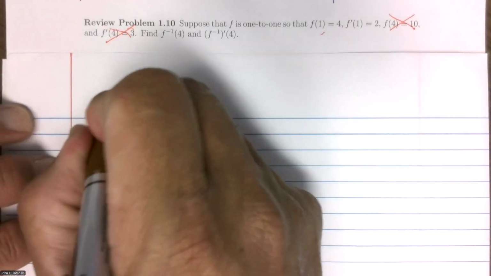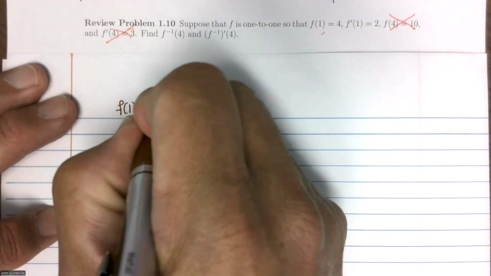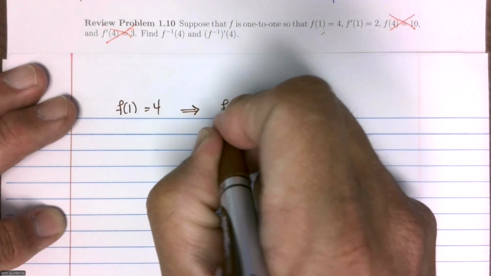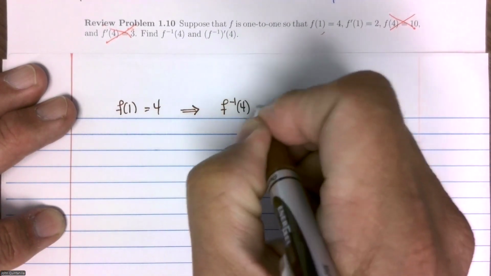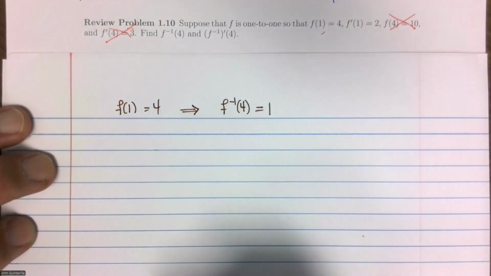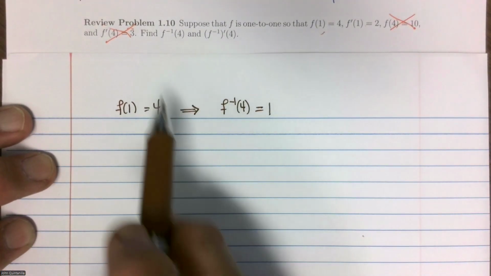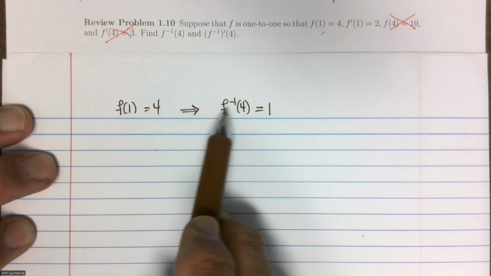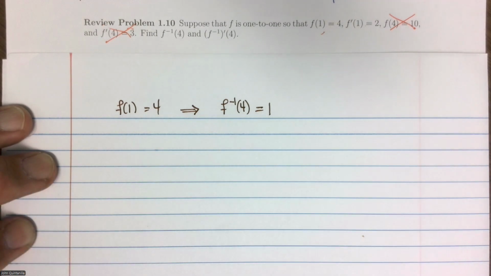All right, so f of 1 is equal to 4. That's given. And so by definition, that means that f inverse of 4 is equal to 1. Okay, so that's the first part. So f of 1 is equal to 4. Reversing the roles, f inverse of 4 is equal to 1.